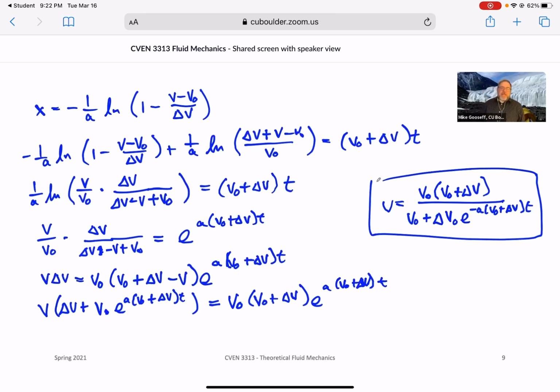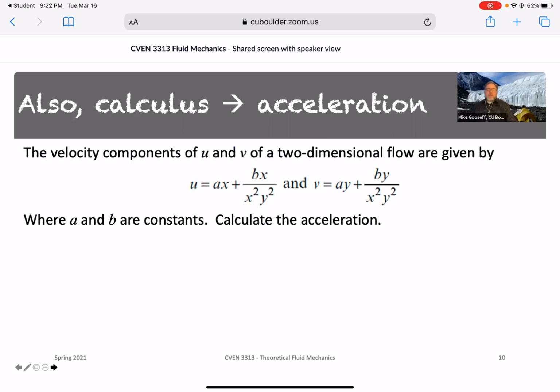All we did was take some simple derivatives and integrals, but of course the calculus got a little bit complicated there. Okay, let's go on to the next problem. And here we're going to use calculus again, but we're going to look at acceleration instead of just velocity or position. So the velocity components of u and v of a two-dimensional flow are given by u is equal to ax plus bx over x squared times y squared, and v is equal to ay plus by over x squared times y squared. So a and b are constants. The question here, or what we're supposed to find, is calculate the acceleration.